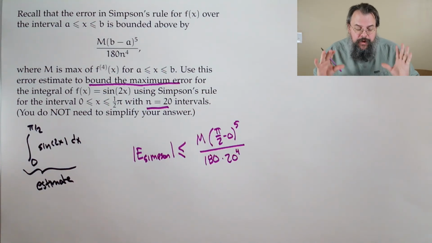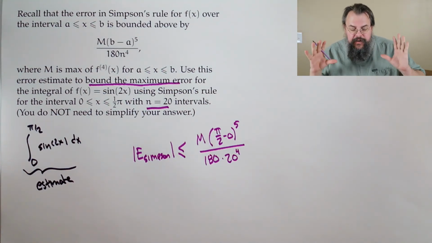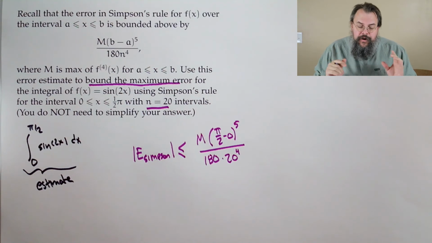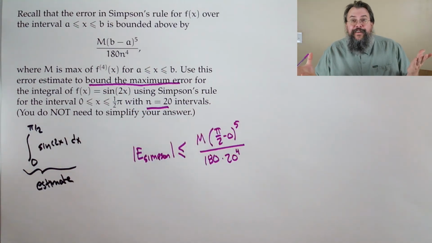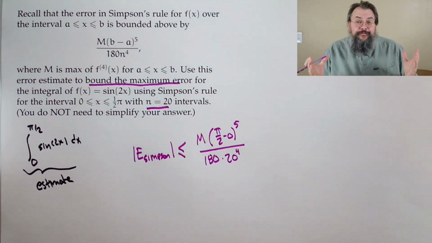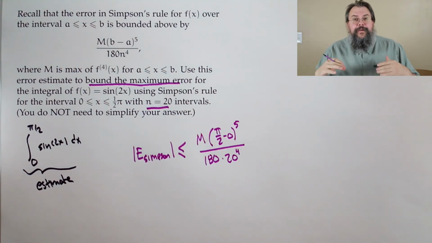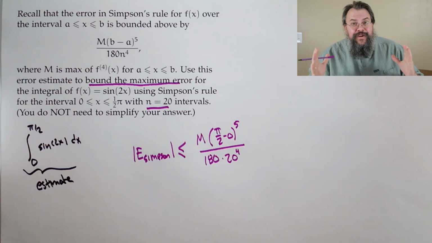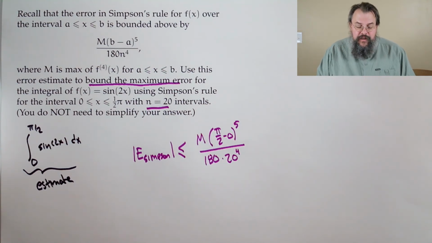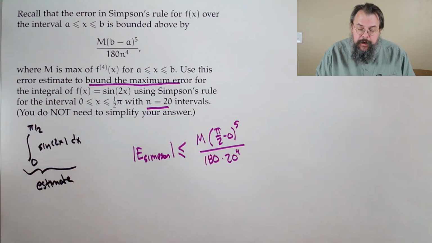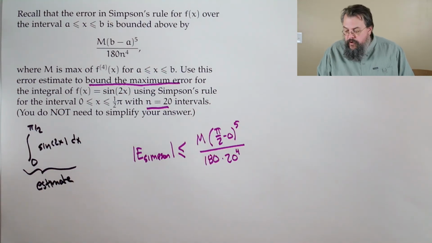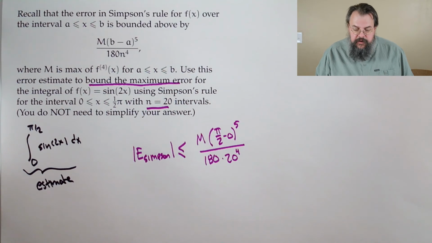Because we want an error estimate. Really, we want to bound the maximum error. If we knew the exact error, we'd actually know everything. So when we talk about error analysis, we're really bounding what our error could be. All of the work here is going to come down to: what is M? So let's figure that out.